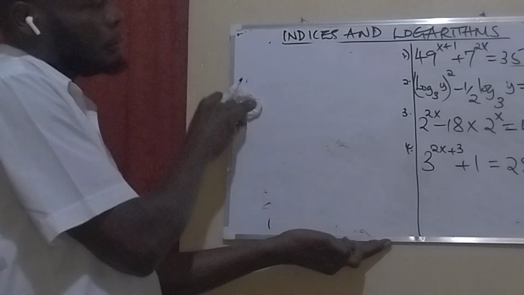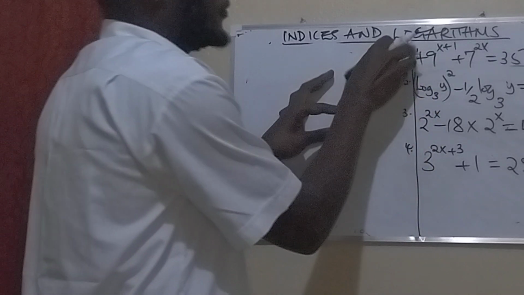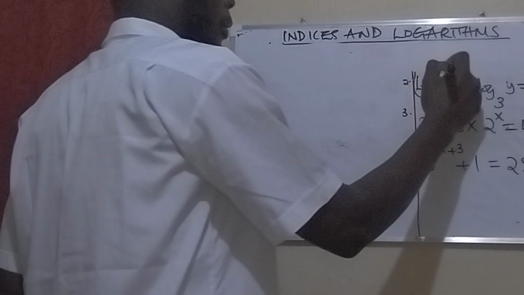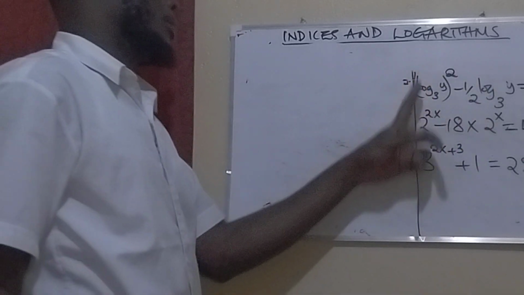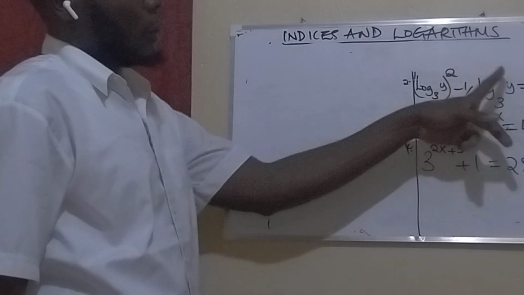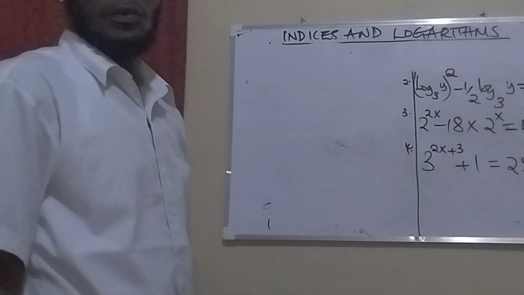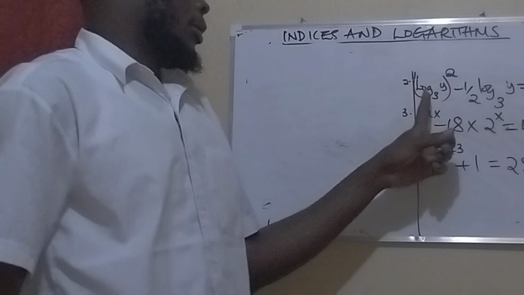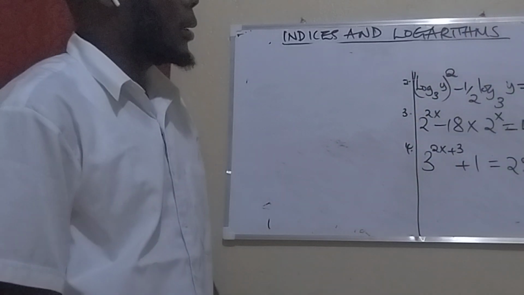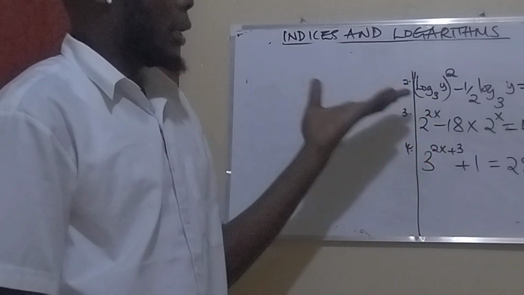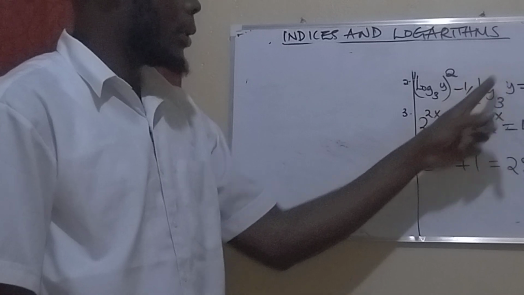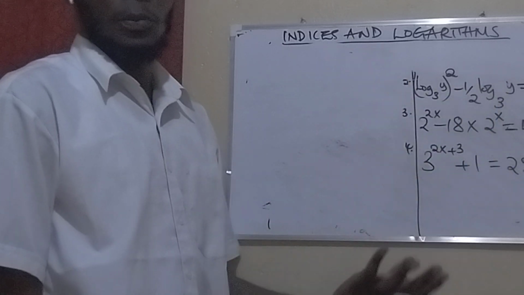So the second question is for logarithms. We have log y base 3 into bracket squared minus a half log y base 3 is equal to 3 over 2. So here you can express everything to the same base. Again, you can examine the question and see that you have here log y base 3, again log y base 3, so you can use the substitution method.